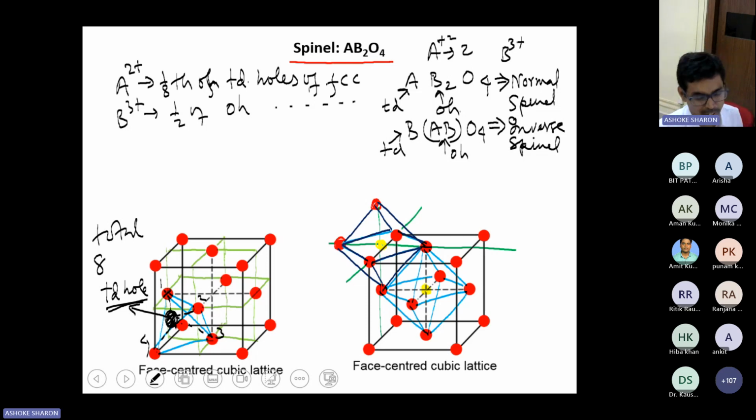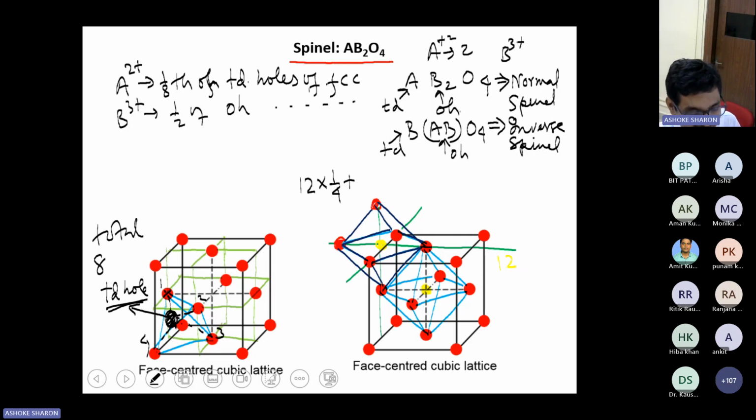Now, one such cube has 12 such sides, and each side has one octahedral void space. But this octahedral void space is shared by 4 such cubes, 2 at the bottom, 2 at the top. So the practical contribution of each such cube is 1/4. So total contribution: how many sides are there? 12. So total octahedral holes will be 12 into 1/4 plus this central one.